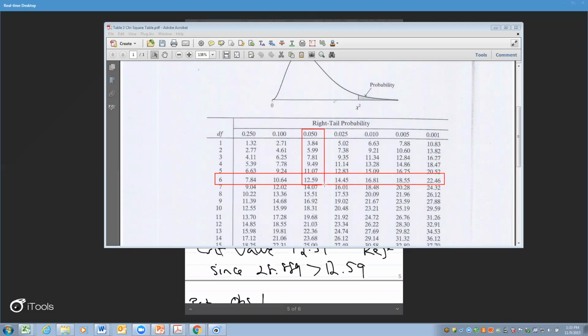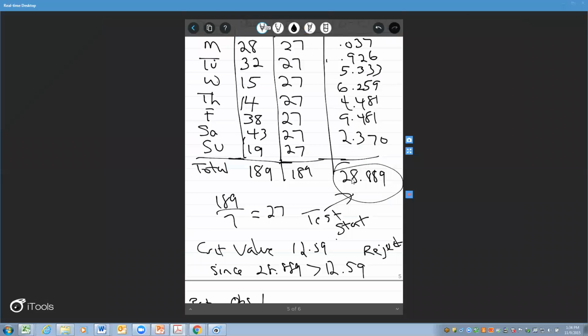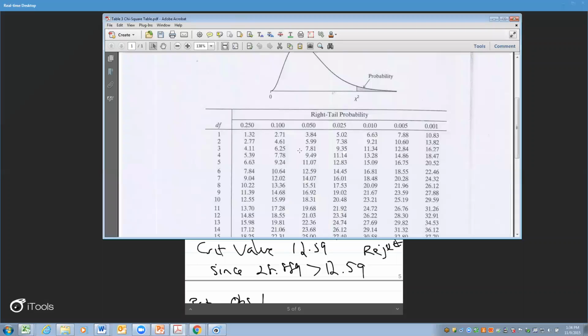And we would conclude that the days are not equally likely to occur. Again, we looked up our critical value of 12.59. Our test statistic exceeded that value, so we will reject the null hypothesis. We will conclude that days are not equally likely to have the same number of accidents. If we wanted to figure out the p-value, notice that 28 is further out than this 20.52. We would have a p-value less than 0.001.